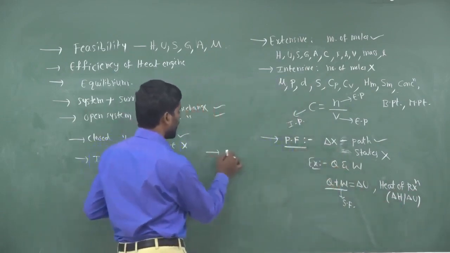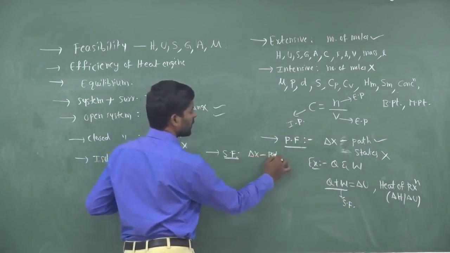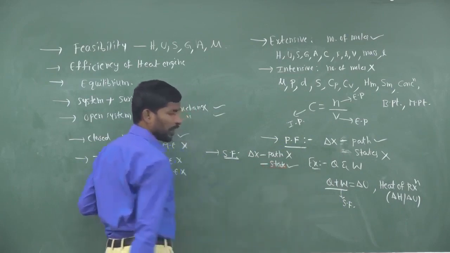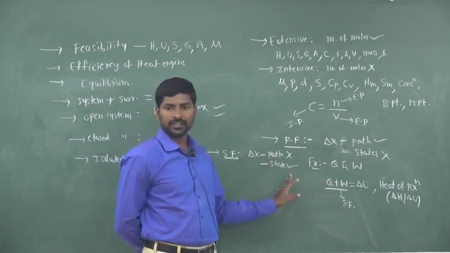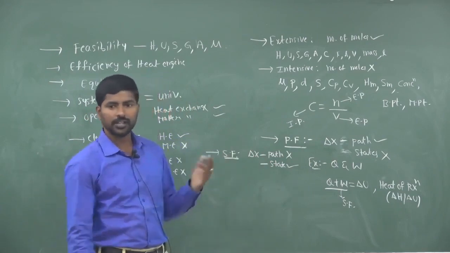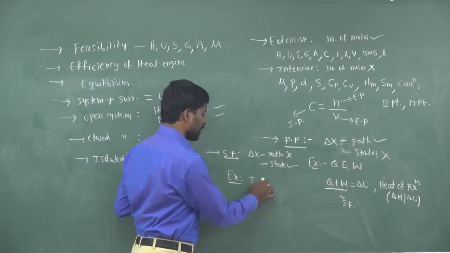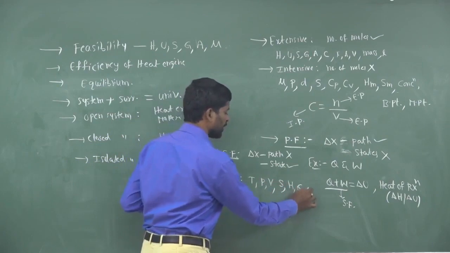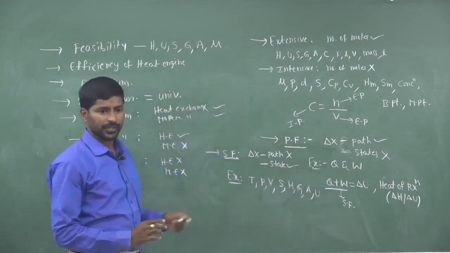State functions means change in property does not depend on the path followed. It only depends on the states, initial and final state. Whatever path you follow, as long as the initial and final states are the same, the change in property is also the same. Other than work and heat, all the remaining are state functions. Examples are temperature, pressure, volume, entropy, enthalpy, Gibbs free energy, Helmholtz free energy, internal energy.